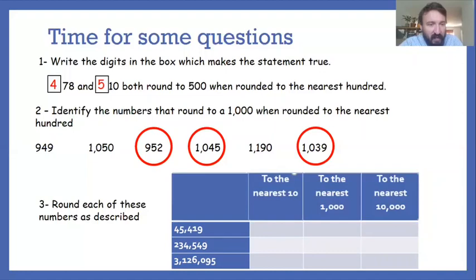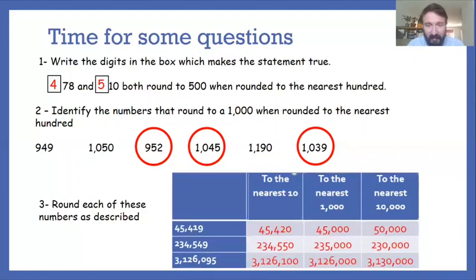Now there's a little bit of a table going on here, rounding each of these numbers as described. So we're rounding to 10, to 1,000 and 10,000. We've got 45,419, 234,549, and then we've got 3,126,095. Okay, there's the table filled in. Have a look at it yourself.